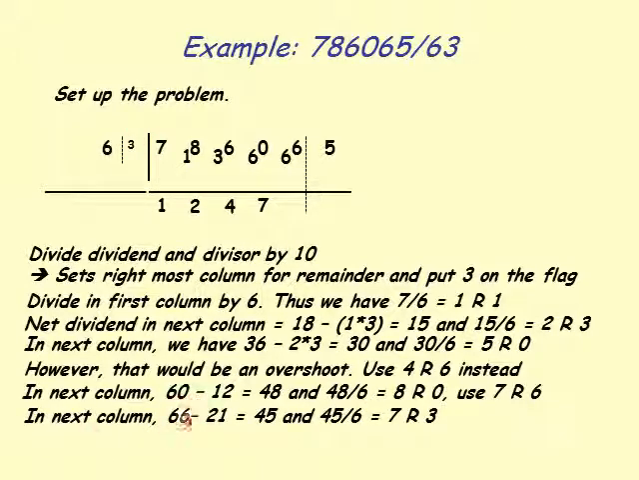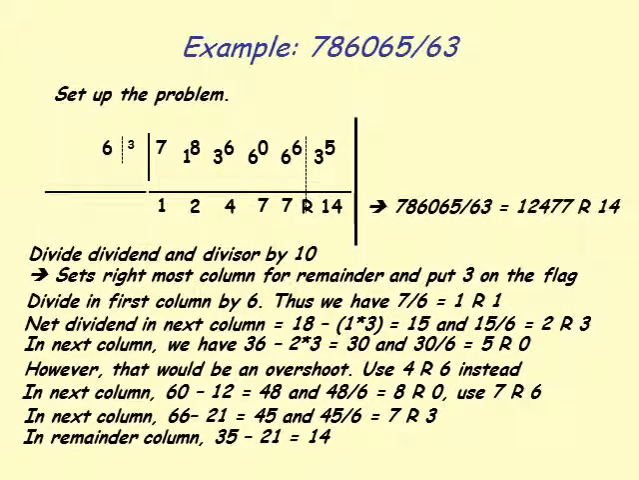So in the next column we have 66 minus 21, which is 45. 66 here, 7 times 3 is 21 as the adjustment, a negative there. 45 is the net dividend. We divide 45 by 6, I got 7, remainder 3. In the remainder column we have 3 and 5. 3 is like 30 here, 30 plus 5 is 35, minus 7 times 3, minus 21, which is 14. So the remainder is 14.